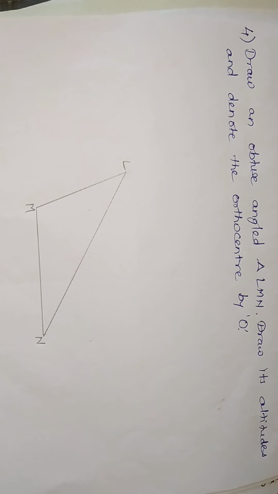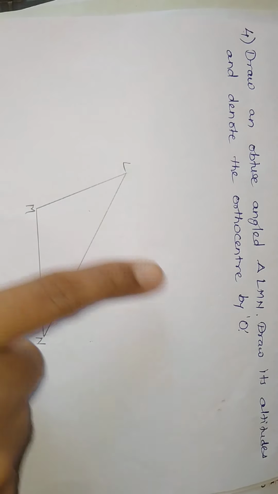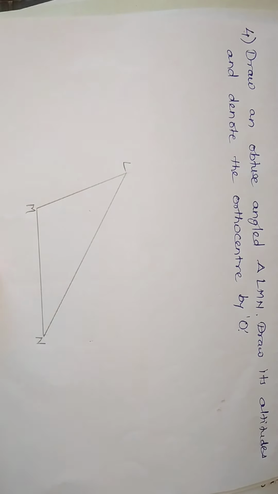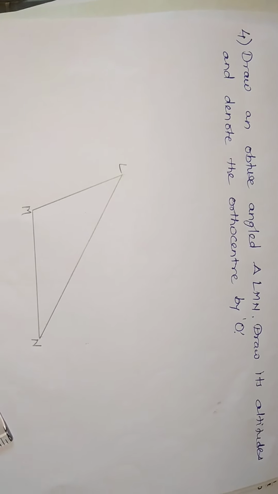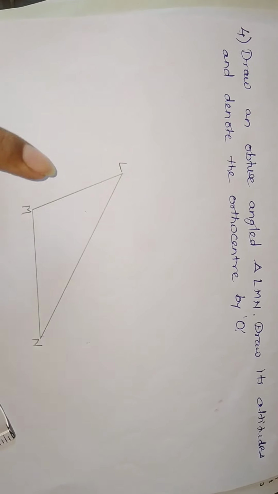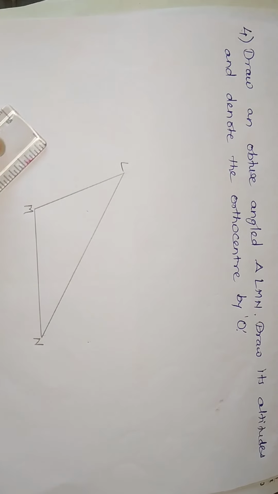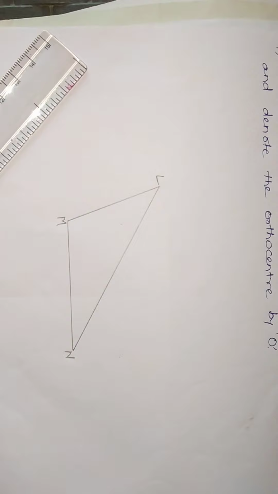Now see question number 4. Draw an obtuse angle triangle LMN, draw its altitudes and denote the orthocenter by O. Now see the obtuse angle triangle I have drawn here. Altitude means drawing with the help of a set square. Now for an obtuse angle, the altitudes will come outside the triangle.